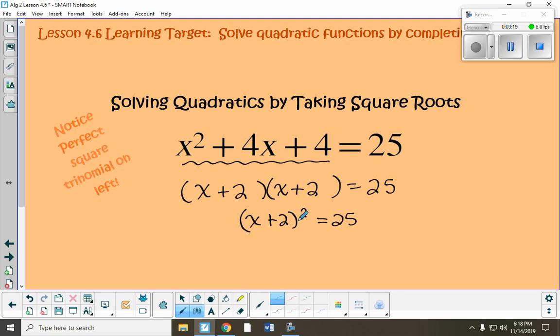Now the x is in the parentheses. This whole quantity is being squared. So we can take the square root of both sides. And now this basically cancels this. So we have x plus 2. Over here, we have the square root of 25, so we write plus or minus 5. So we need to get x by itself, so we will subtract 2. So x is equal to minus 2 plus or minus 5.